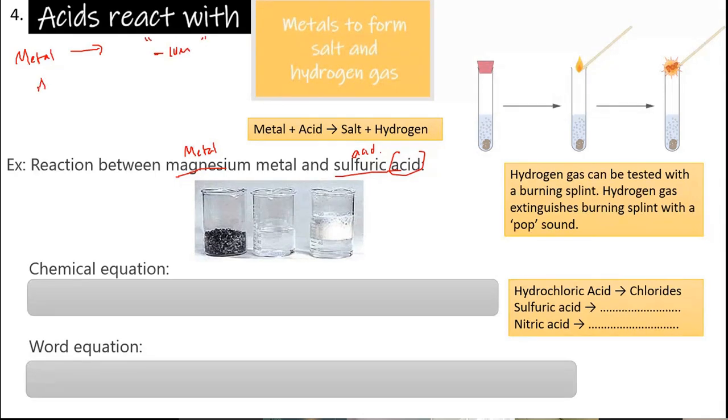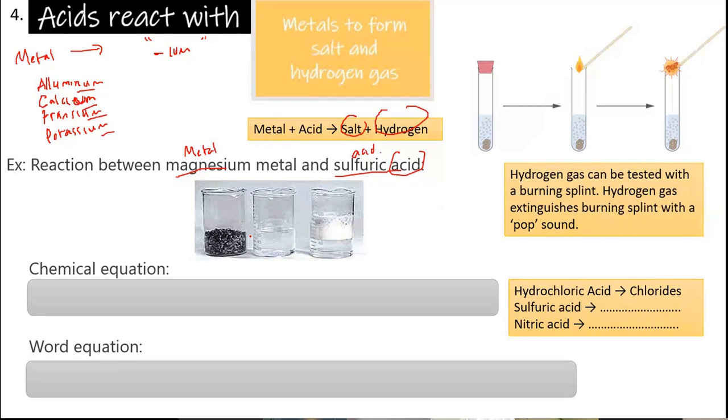Like aluminum, calcium, francium, potassium. Yes, these are metals. When a metal reacts with an acid, the product is salt plus hydrogen.